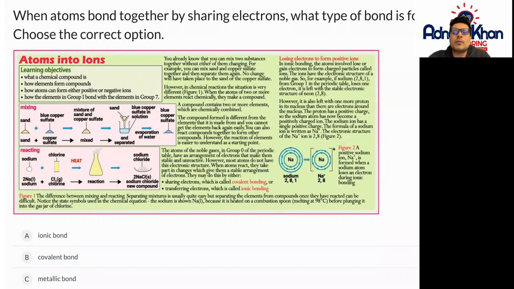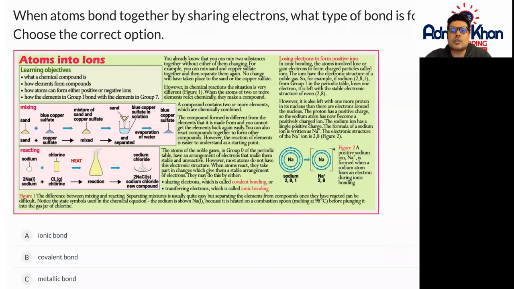Now, we already know that you can mix two substances together without either of them changing. For example, you can mix sand and copper sulfate together and then separate them again. So no change will have taken place to the sand or the copper sulfate.